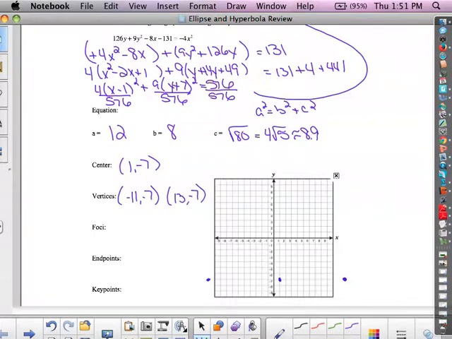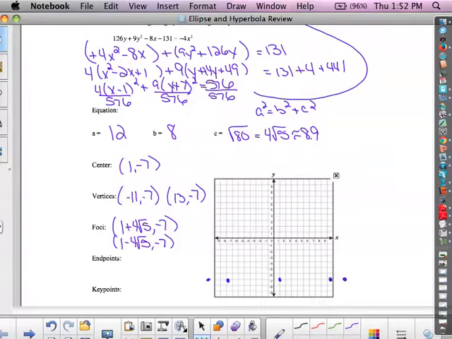Your foci are going to shift from the center along the x-axis. So it's going to be (1 plus 4 root 5, negative 7) and (1 minus 4 root 5, negative 7). So you can get an approximate of where that would fall, at about negative 7.9, right about here, and then plus 9.9.